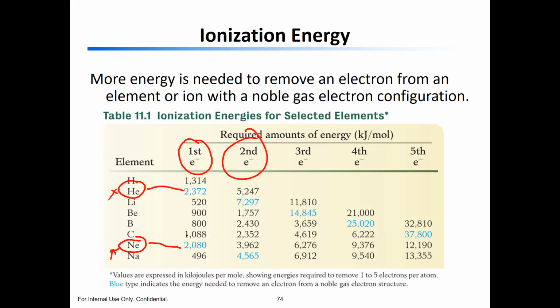And then what we notice is it takes a lot of energy to remove an electron from noble gases. That kind of tells us maybe noble gases are happy with the number of electrons they have, because they don't do any chemistry. They don't need to do chemistry. And then look at this one, sodium. 500 units of energy to remove the first electron. How much energy to remove the second electron? 4,000 units. Why is there a big difference? Because look at the electron configuration for sodium.